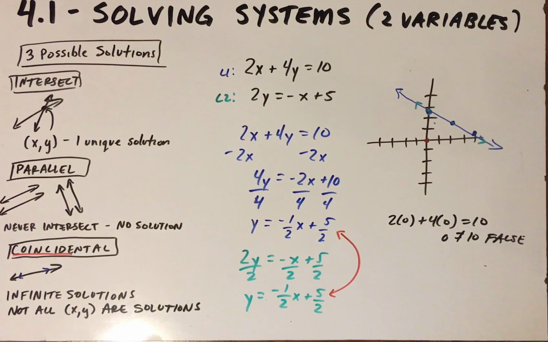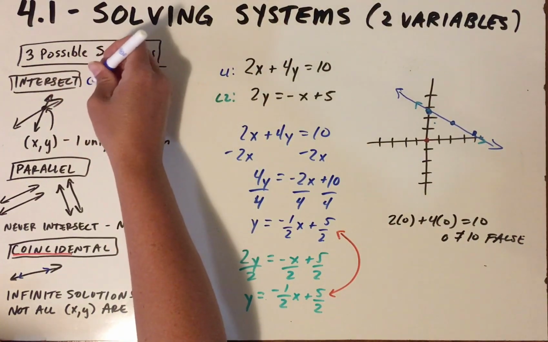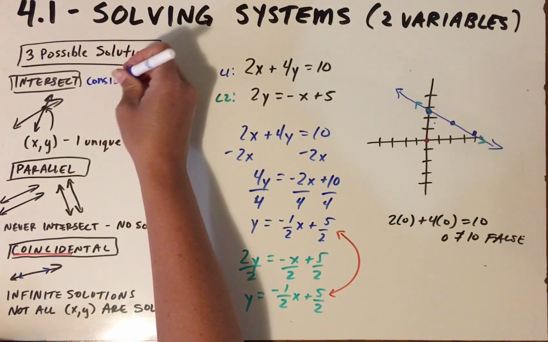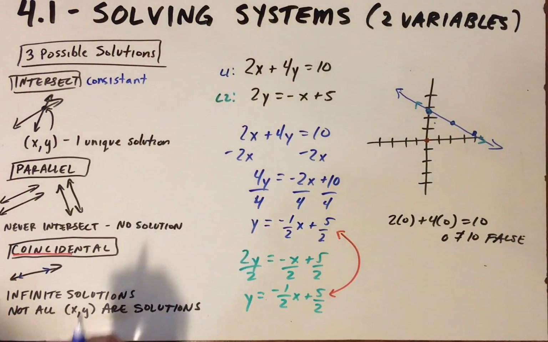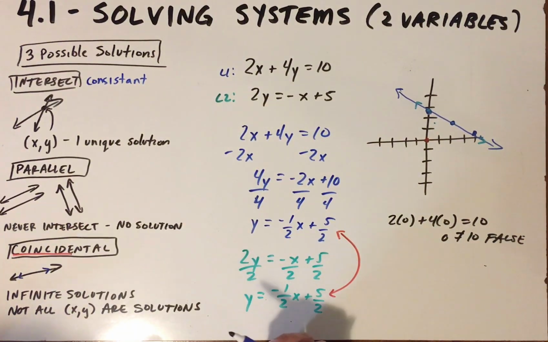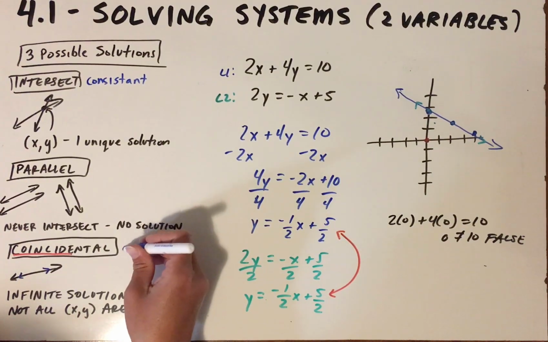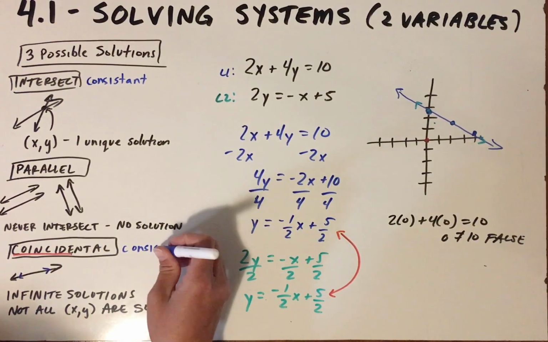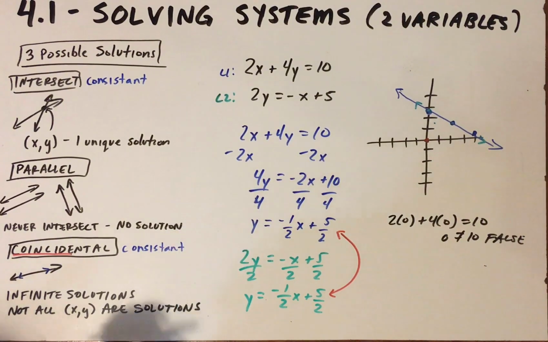So now we're going to talk about a couple other words that you'll hear. The word consistent means that there's at least one solution. So if I were to look at these, my intersecting lines are consistent because there is a solution. Again, it means that there is at least one solution. My parallel lines are not consistent. There is no solution, so it's not a consistent system. But coincidental lines are consistent because there is at least one solution.